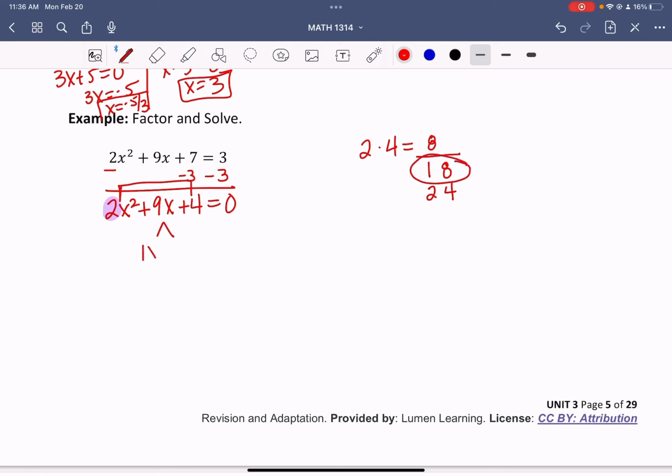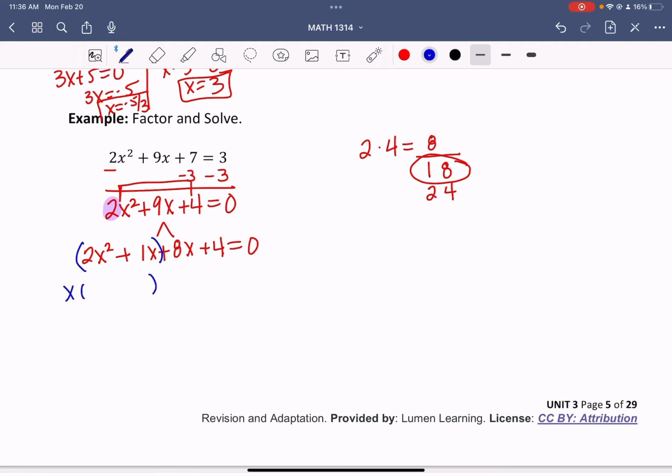So I'm going to split 9x into 1x and 8x. Bring everything else down. Then I'm going to factor by grouping. So I'm going to group the front two pieces and think, what do they have in common? GCF, they have an x in common.